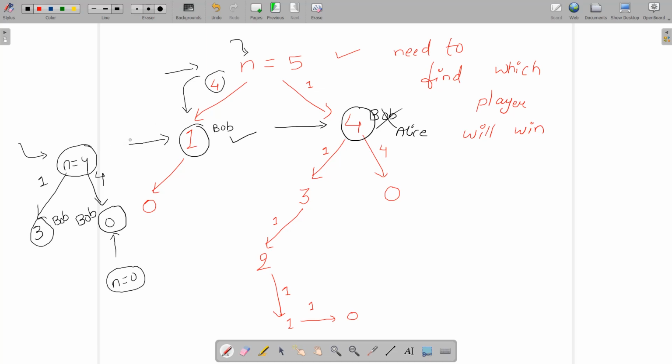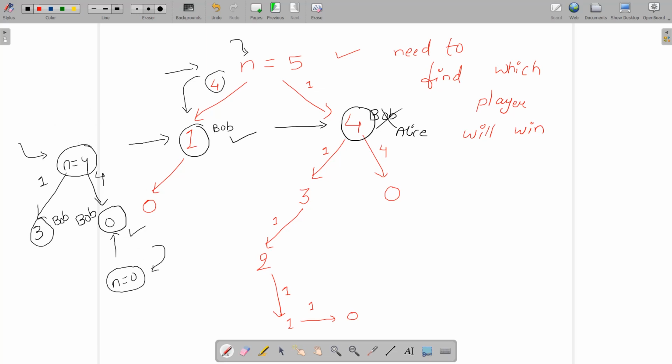So for n equal to 4, what Alice is going to do is, Alice will choose exactly 4 stones from the given pile of stones. So the number of stones will reduce to 0, that is n becomes 0, and at n equal to 0, Bob will win the game. So for n equal to 4, Alice will win the game.